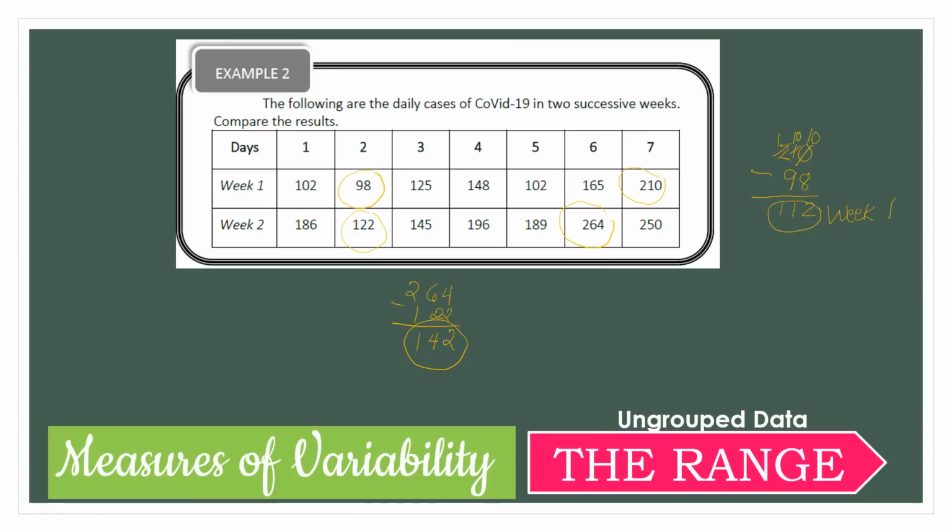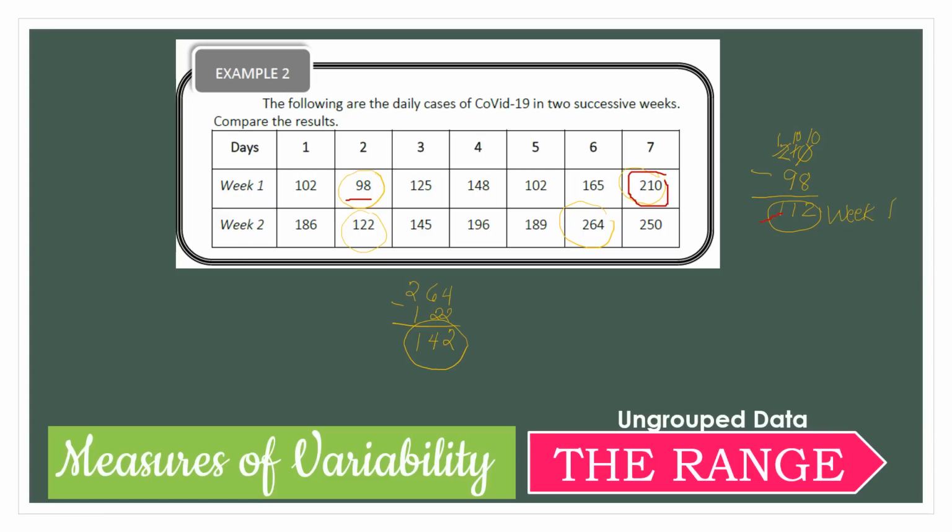Okay, here is another example. The following are the daily cases of COVID-19 in 2 successive weeks. For week 1, here is the set of data. Week 2, here is the set of data. We have to compare the range between those 2 weeks. For week 1, the highest number of cases is 210 and the lowest is 98. We subtract those two, so 210 minus 98 is equal to 112.